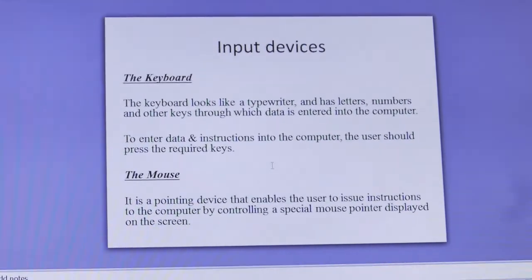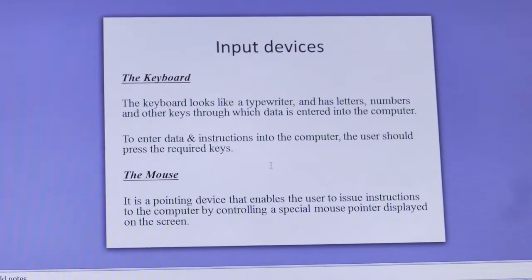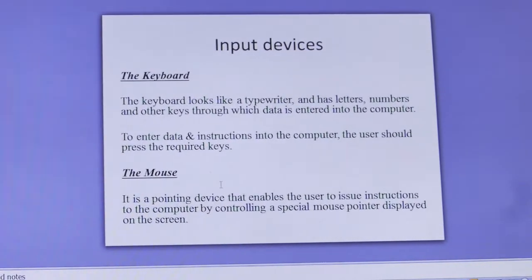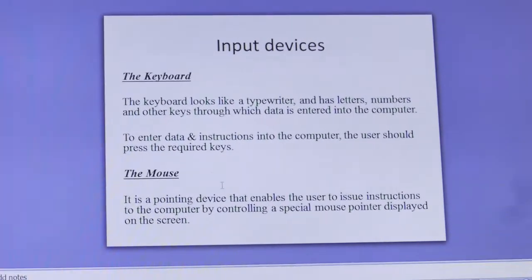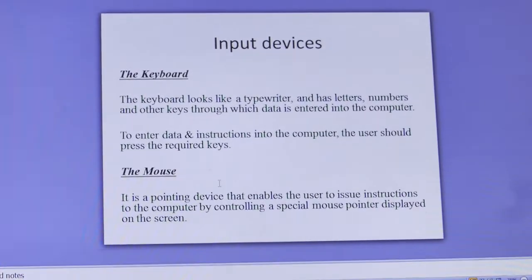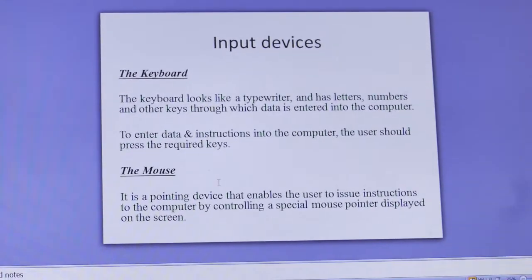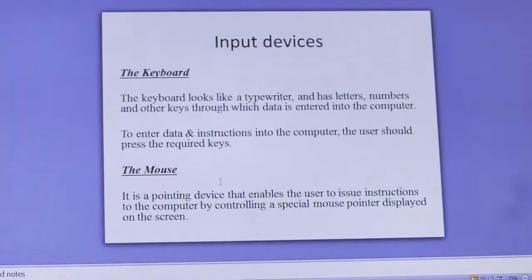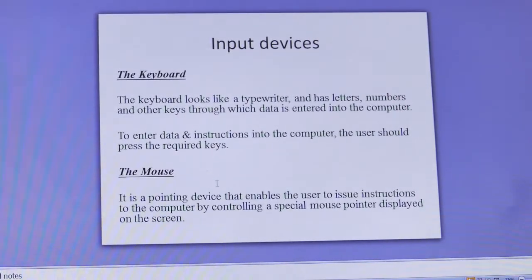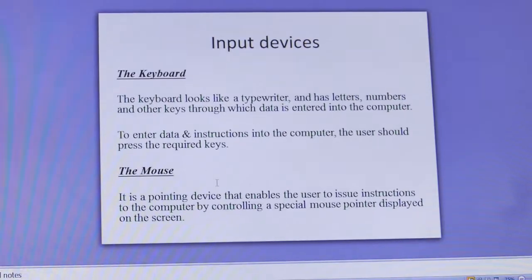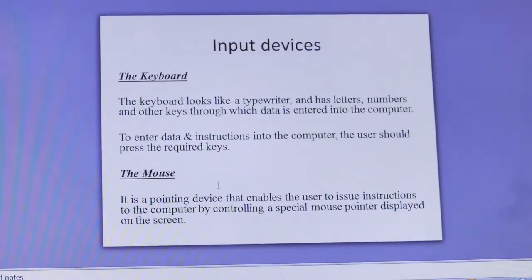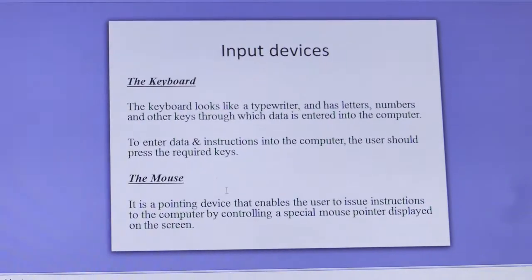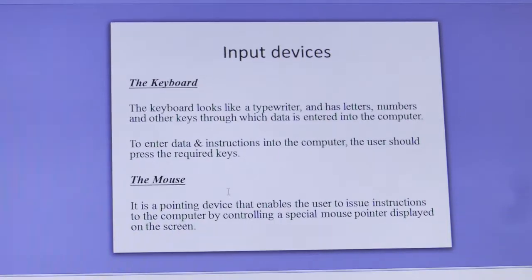The keyboard looks like a typewriter. It has numbers and letters on it, and we have so many types of keys. We have functional keys that are used to perform a specific function. We have typewriter keys, which have numerical, letter and alphabetic keys. We also have special keys that are used to perform a specific task. For example, we have Alt, Shift, Enter.